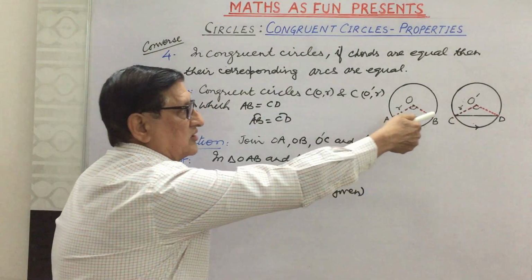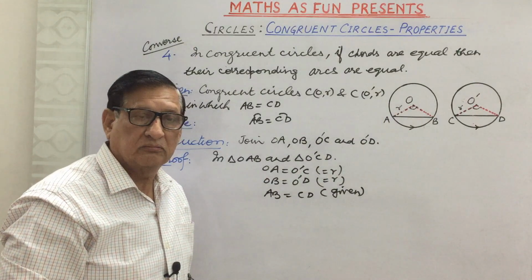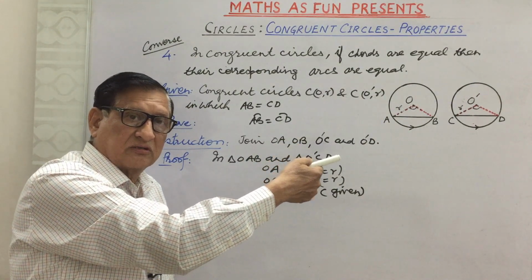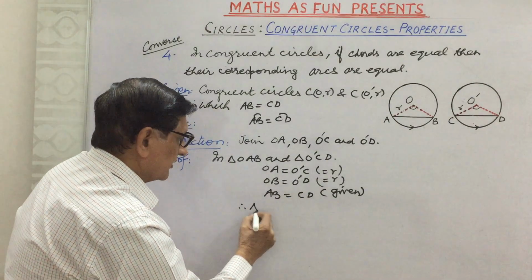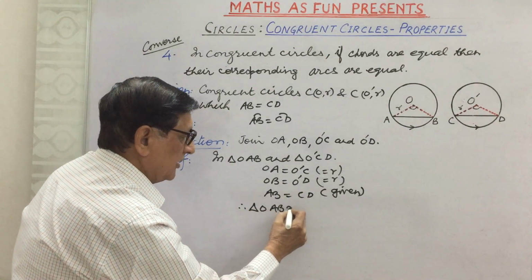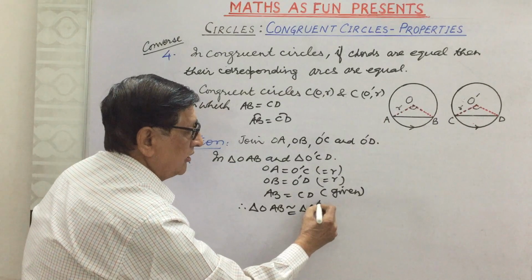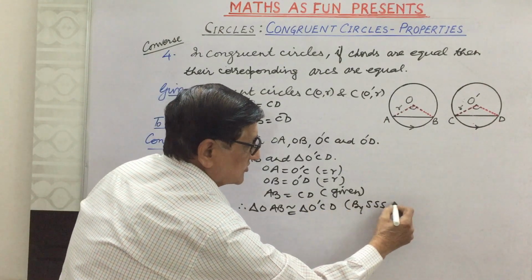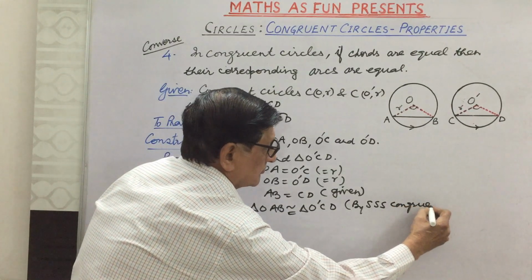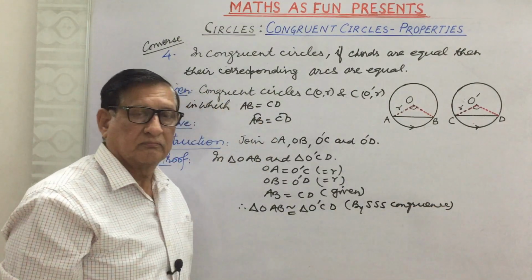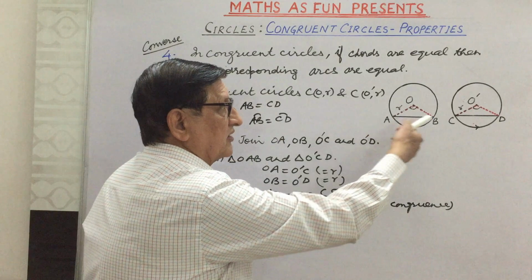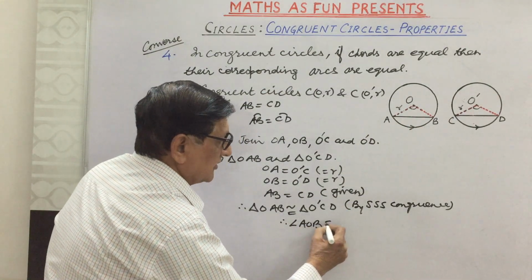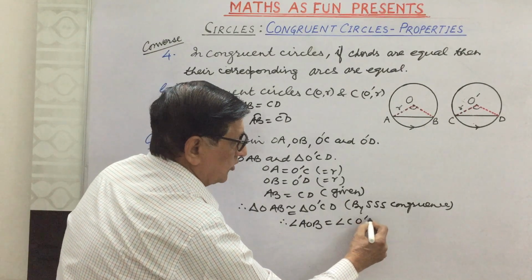So all the three sides of the triangles are equal. Can we say that they are congruent by SSS congruence? Yes. Therefore, triangle OAB is congruent to triangle O'CD by SSS congruence. And hence their corresponding parts will be equal. So we can say, therefore, angle AOB is equal to angle CO'D.